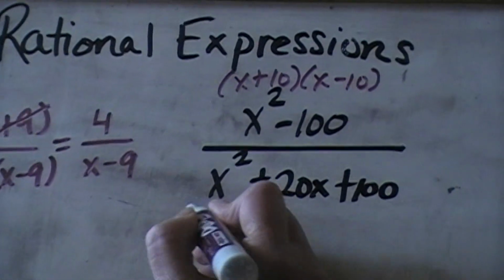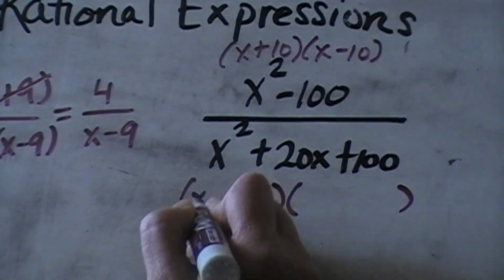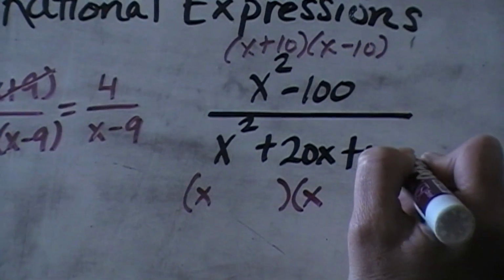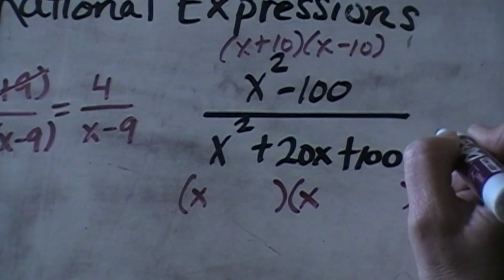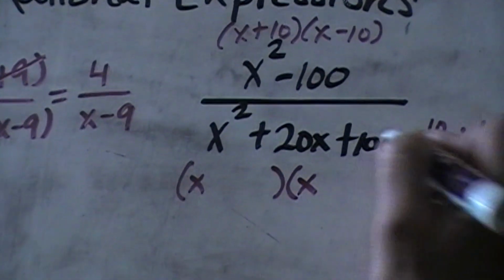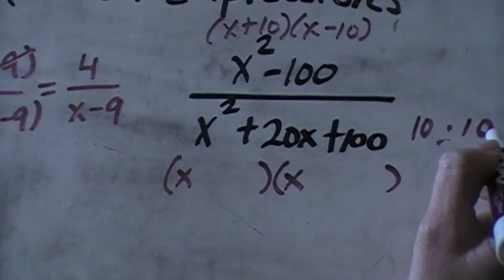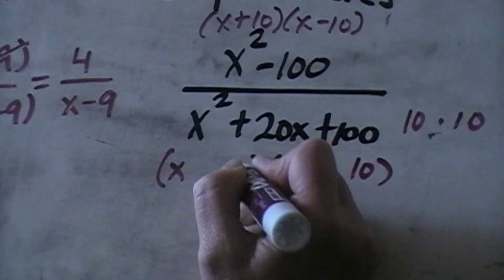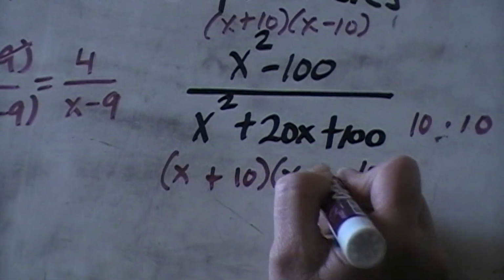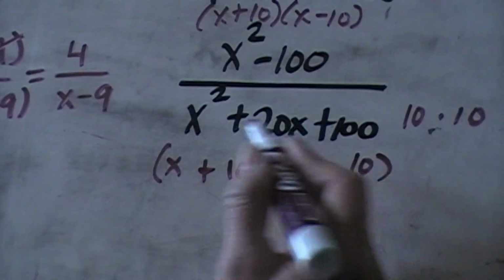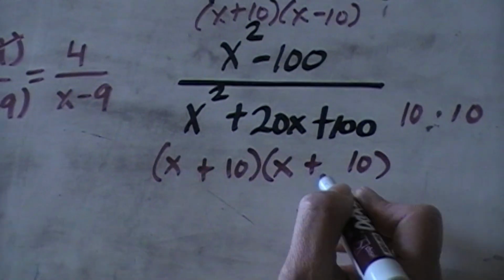When we factor the denominator, we get x in both first places. The factors of 10 that will multiply to give 20? Well, 10 times 10 multiplies to give 100, and 10 plus 10 gives us 20. Plus, plus, because both are plus, same sign, and this tells you those signs will both be positive.